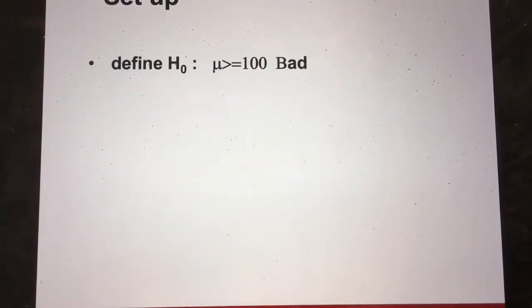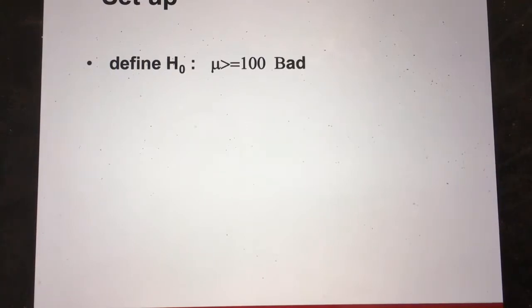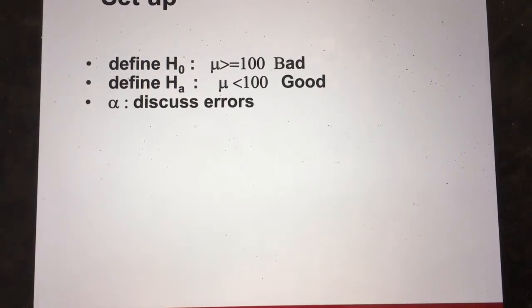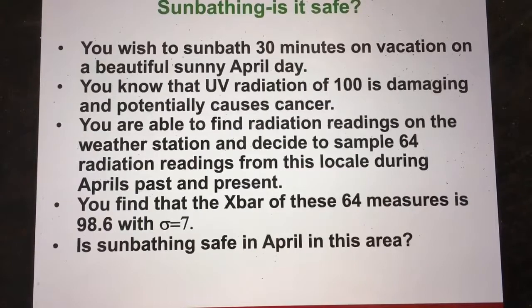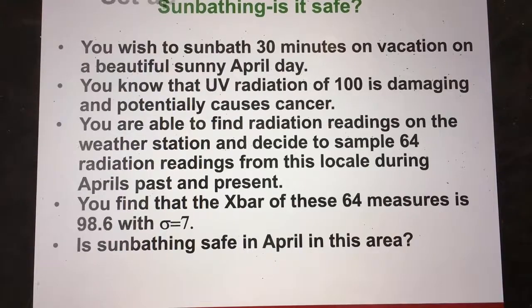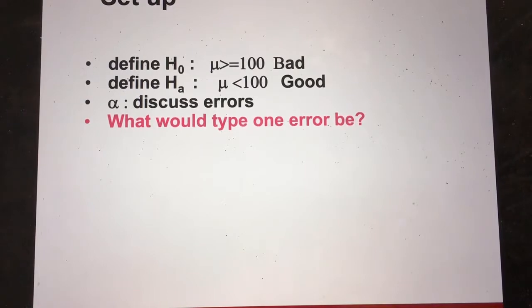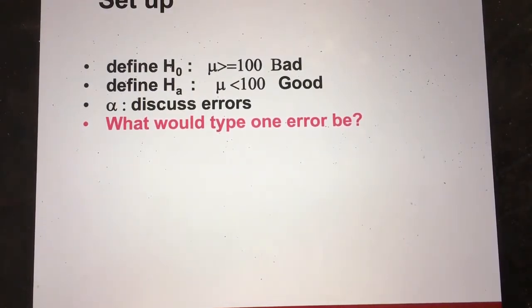Okay, so we set it up. We define our H sub O as mu is greater than or equal to 100, bad. And then we define our H sub A, mu is less than 100, good. Since our alpha isn't specified, they didn't tell us, we're going to use 0.05. Now here it says, what would a type 1 error be?